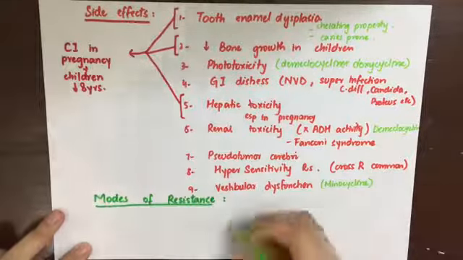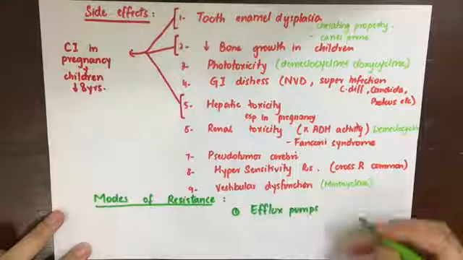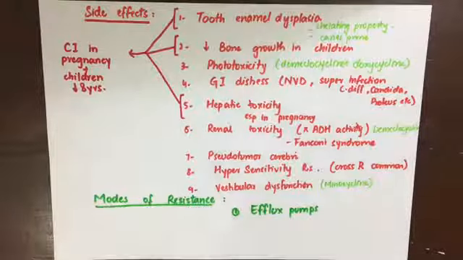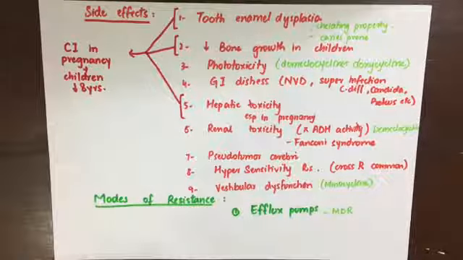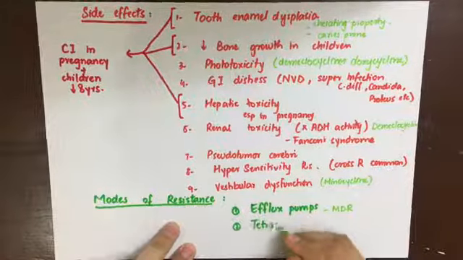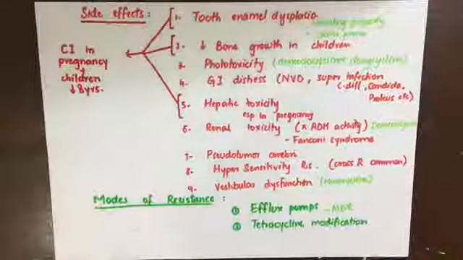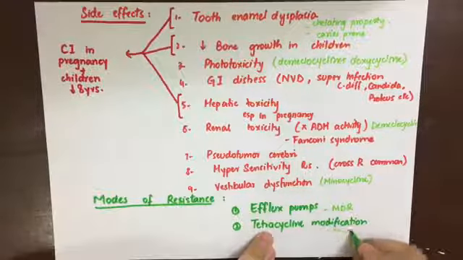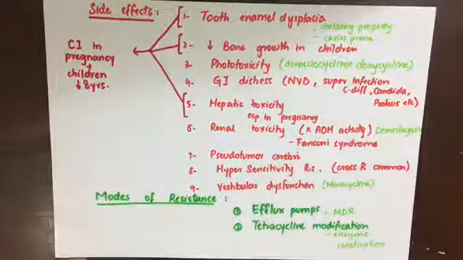Lastly, the two modes of resistance for tetracyclines, one is efflux pumps. What the bacteria do is they sort of pump the drug, tetracyclines, out of the cell, and this sort of resistance is not specific for tetracycline. It causes multi-drug resistance because these pumps are not specific for tetracyclines only, they are specific for any foreign substance. Secondly, they can also face resistance by inactivation by bacterial enzymes.